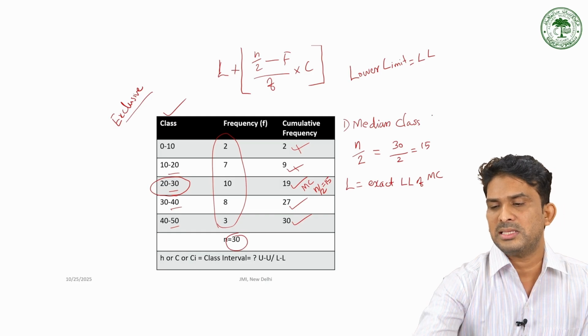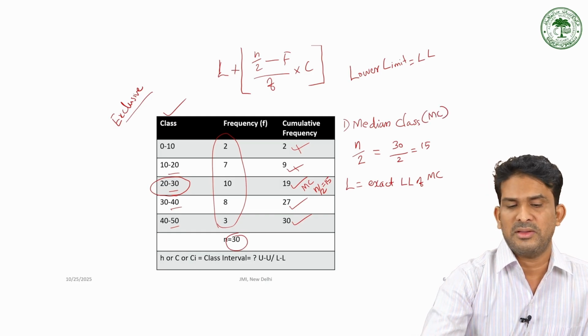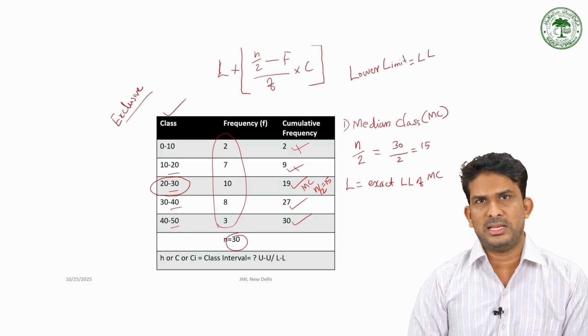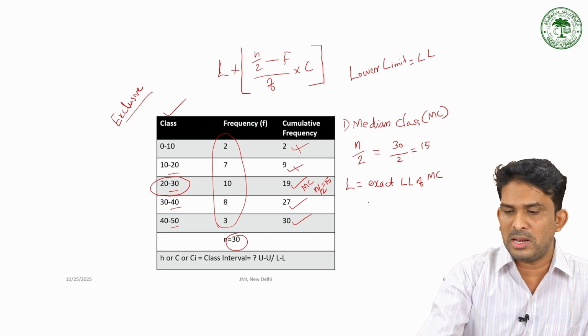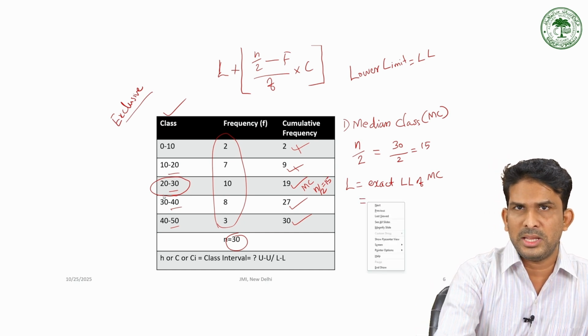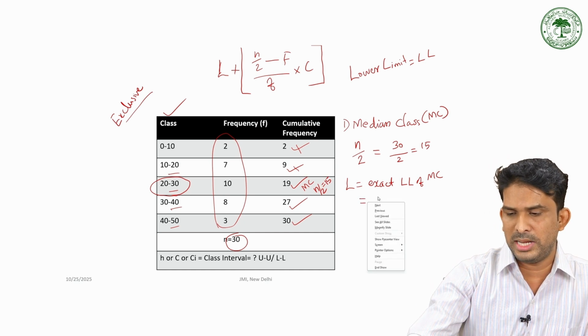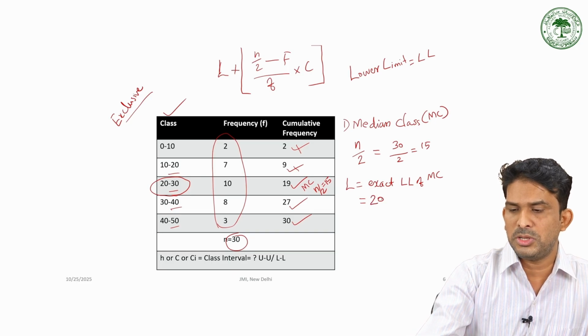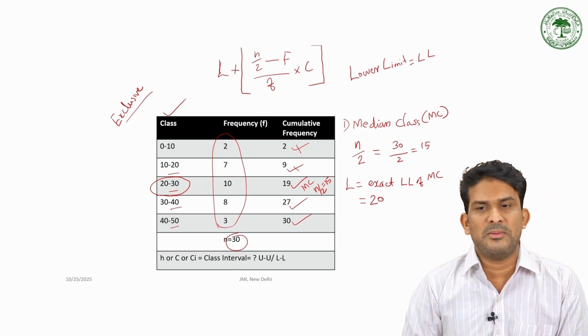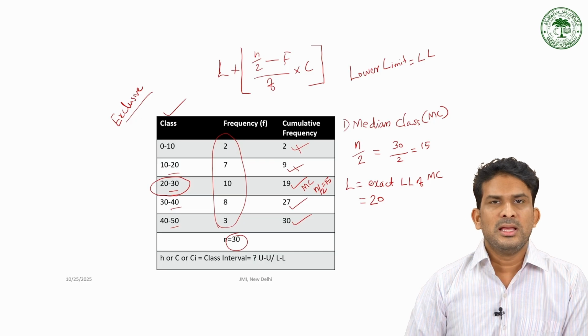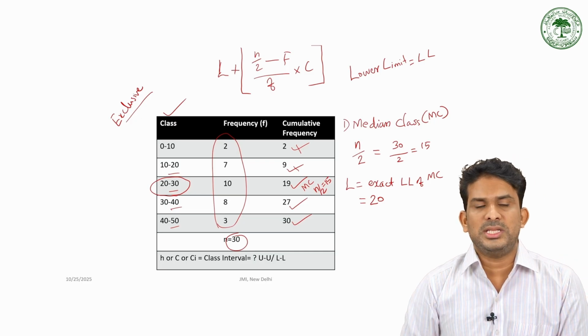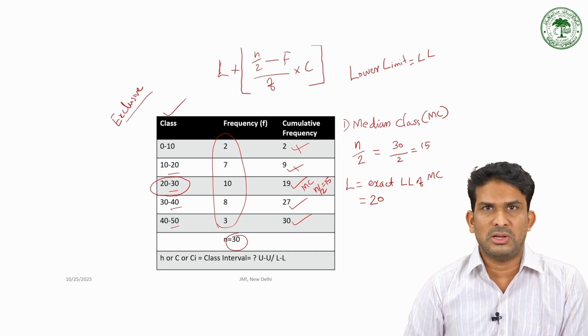What is the median class, MC? We have got 20 to 30 as the median class. So the value of the lower limit, what is it? Lower limit, yes, it is 20. It is 20, the exact lower limit. We mention it is exact because it is clear. 20 is included in that group, exact lower limit.